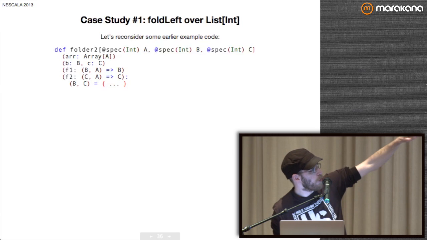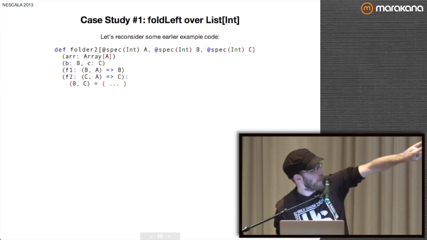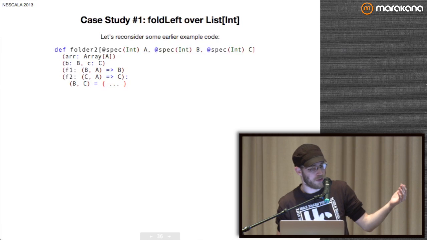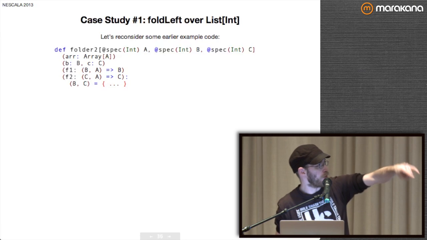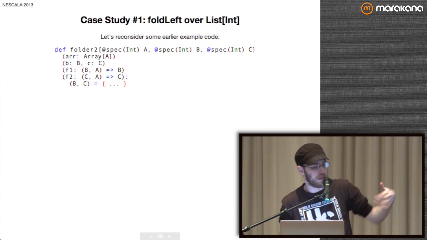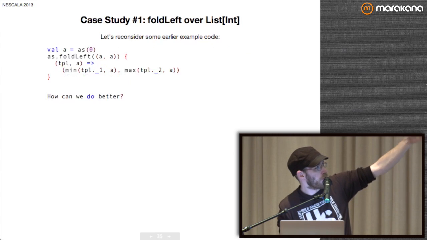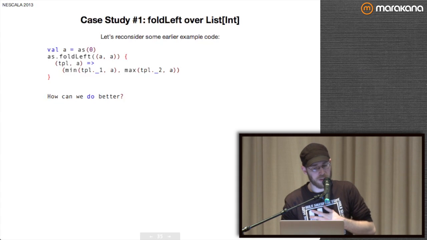But as you can see, we're taking in an array. We're taking in B and C, which are the starting values for our fold. And we're taking in F1, which, given a B and an A, gives you the next B. And C and A gives you the next C. And we're going to return a tuple of B and C, right? And so this is essentially what this code here is doing. It's doing a fold. We're getting out a tuple with the max and the min. Great.